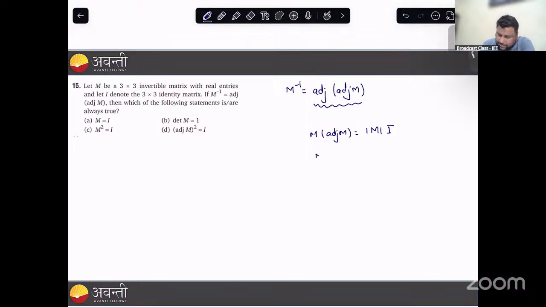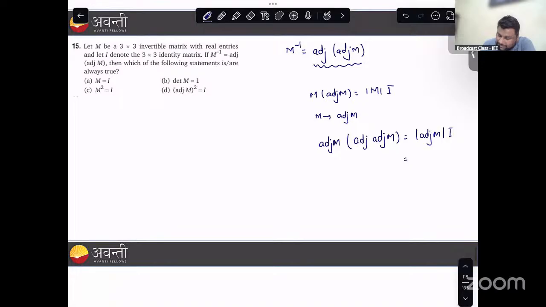Let's do one thing. Replace M by adjoint of M. So it will be adjoint of M into adjoint of M is equal to determinant of adjoint M into I. Correct? This comes out to be determinant of M square into I. Now multiply both sides by M. So M into adjoint M into adjoint of M is determinant of M square into M into I.